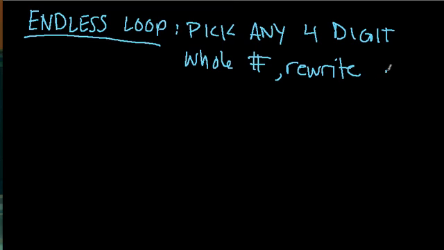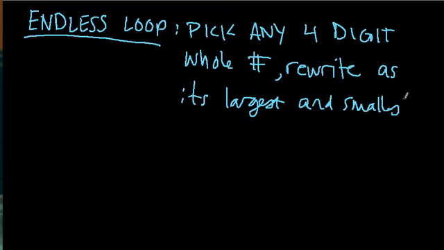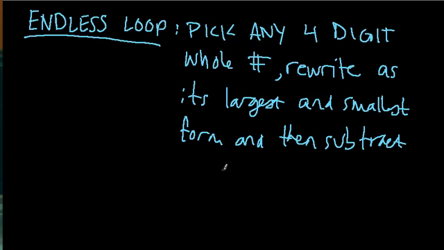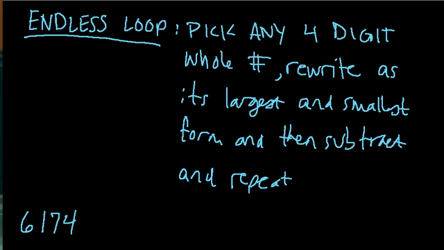You're going to rewrite it as its largest form and smallest form, and then subtract and repeat. And this sounds really confusing. However, we can deal with this. Let's say I take the number 6,174. That is step number 1.